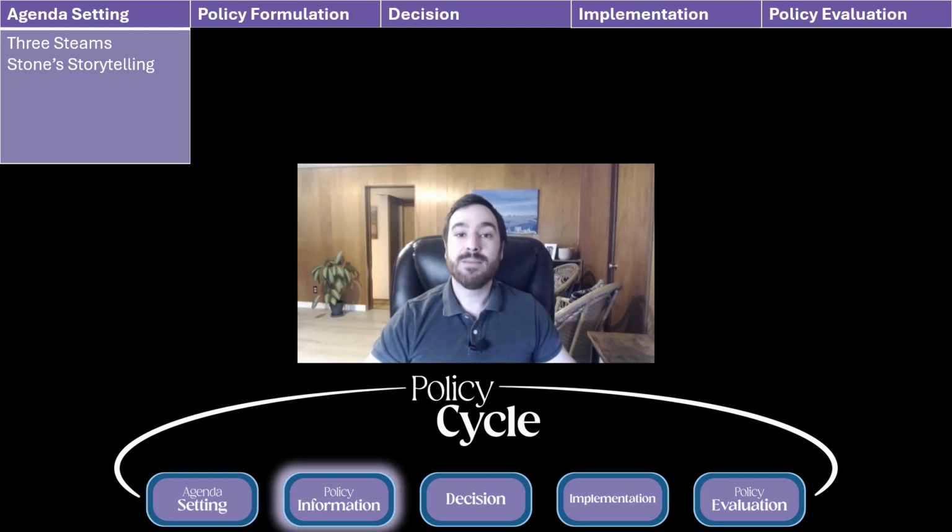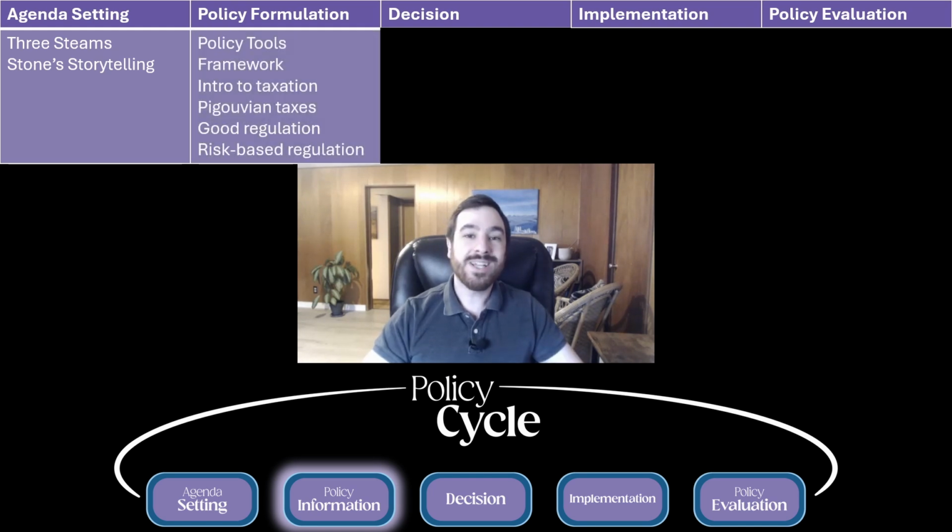The second stage, policy formulation, is really the primary domain of public policy. And in there, you'll find the policy tools framework, right? So this stage is all about coming up with what the options of what policy tools we can use are. So far, I've done a deep dive video on the introduction to taxation and understanding that there are 5 different effects of every tax and some of what the considerations are. I also did a look at Pigouvian taxes, which is one specific type of tax.